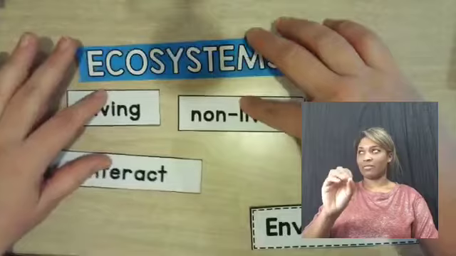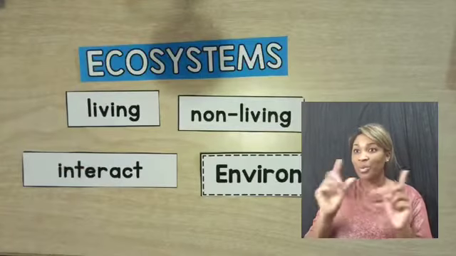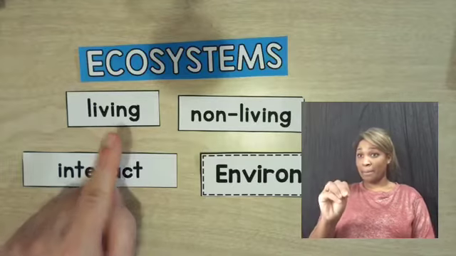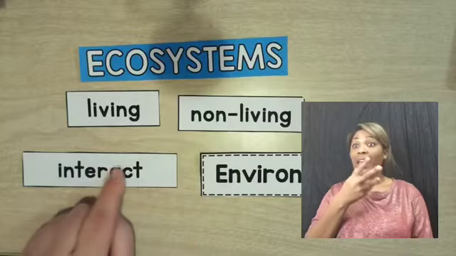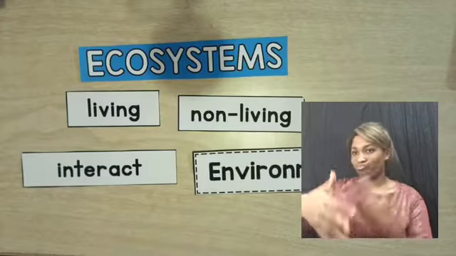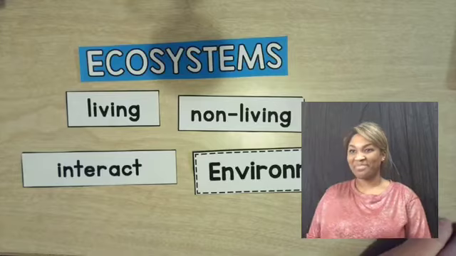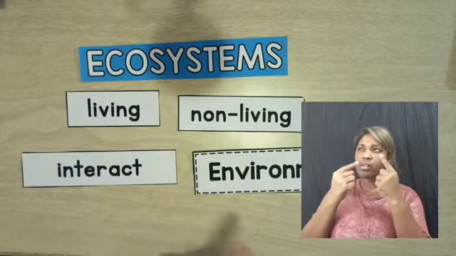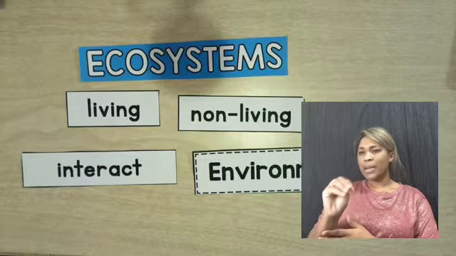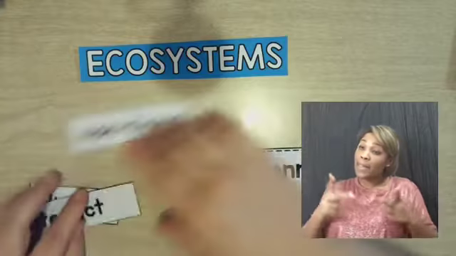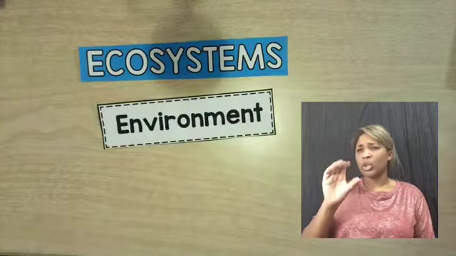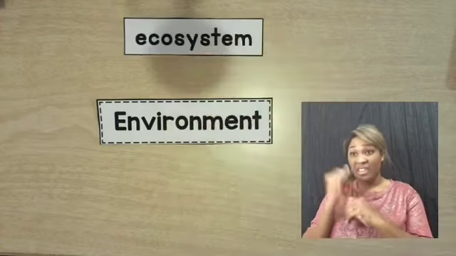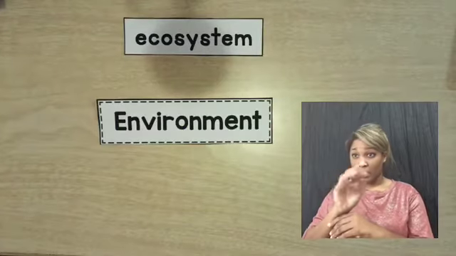So these are all important words. These are important terms for you to know. An ecosystem is made up of living and non-living things that interact in an environment. Now, I want to think about an ecosystem, and I want to think about a place where I might find an ecosystem. So I'm going to think about some different environments, and I'm going to think about whether there's an ecosystem there, okay?